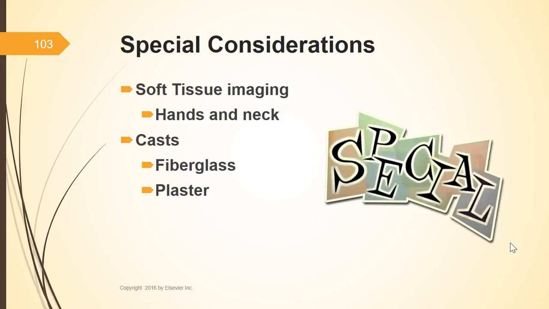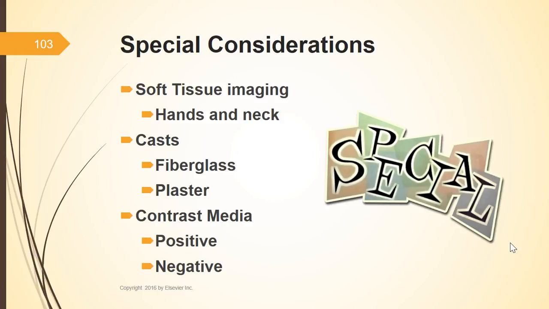And then you have cast. Now, a fiberglass cast is radiolucent, so you don't have to change your technique, but a plaster cast you do. We don't see plaster cast as often, but they'll use them a lot of times for specific reasons. And you need to increase your techniques by 2, and it depends on if it's a fresh, wet plaster or a dry plaster. So that's important also.